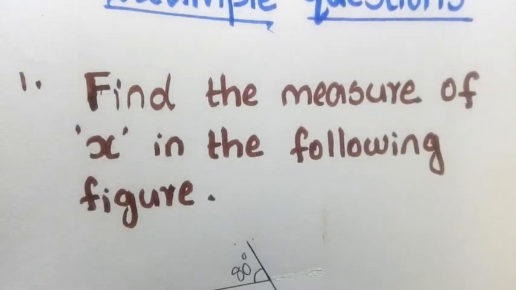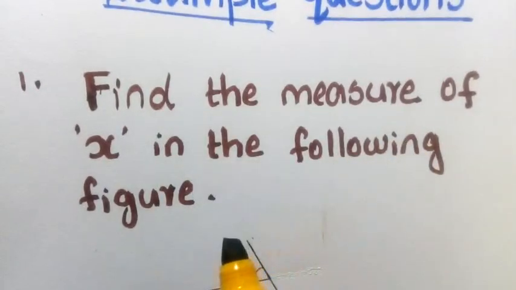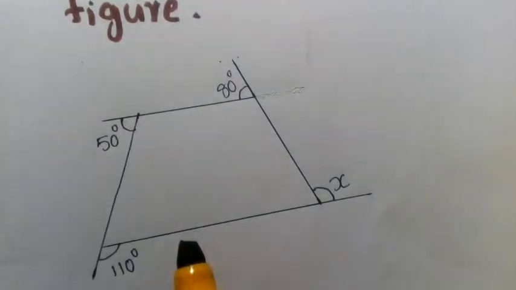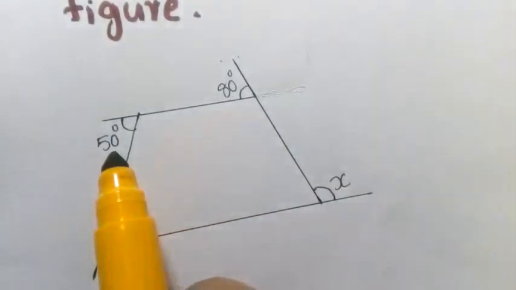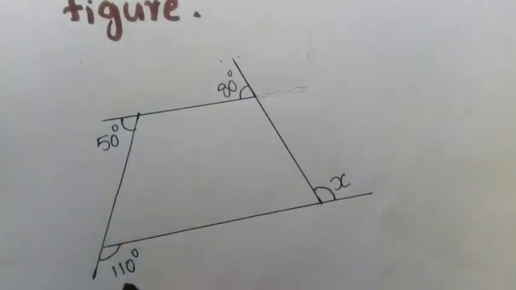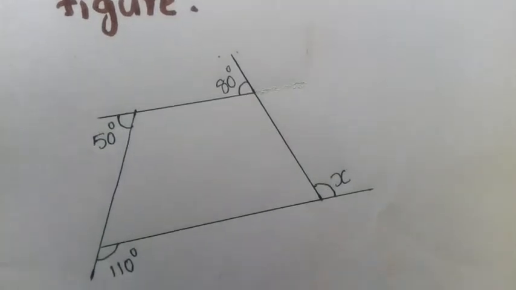First question. Find the measure of x in the following figure. Here we have an irregular polygon, an irregular quadrilateral, and you might be given some of the exterior angles. The exterior angles are 80 degrees, 50 degrees, 110 degrees and one angle with unknown measure which is given as x. We need to find the measure of x. By using the concept sum of the exterior angles of a polygon, we will get the value of x. Let us check the solution.